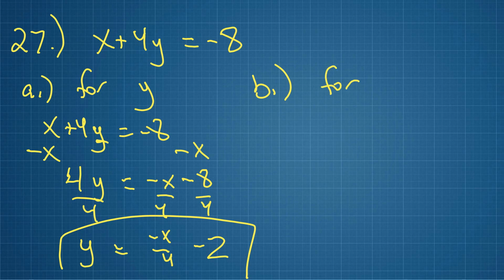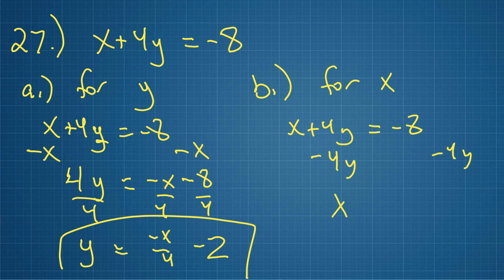It's actually really easy. I have x plus 4y equals negative 8. Once I get rid of the y, because I don't care about the y's, look, x is already by itself. I get x equals minus 8 minus 4y. And that's it for 27.